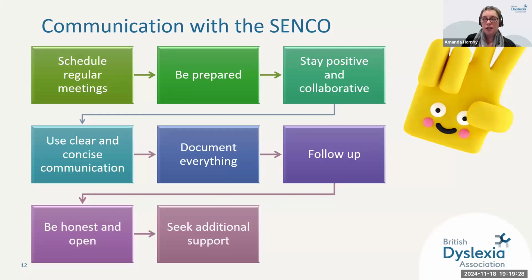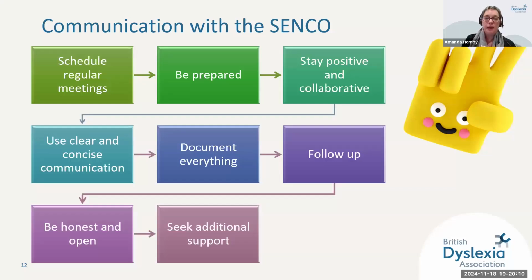If you are communicating, make sure you use clear and concise communications. If you've got multiple concerns, you might want to consider prioritizing them to make sure that the most crucial issues are addressed first. When I talk about communication, things like, if you promise that you're going to call back at a certain time, do that. And that goes for SENCOs as well. It's frustrating for everybody, isn't it, on both sides, if somebody doesn't follow up and call when they say they will.